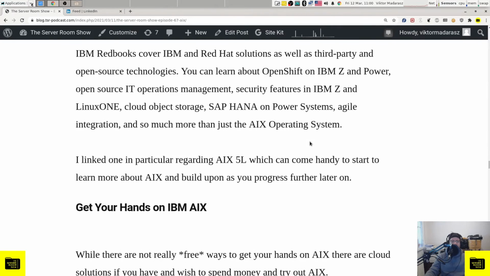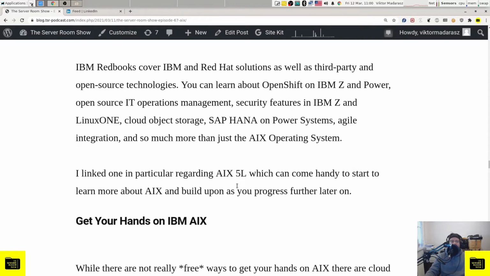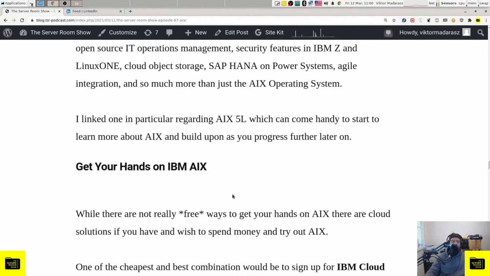for example. However, I have linked one IBM Redbook in particular, which might be handy for you to start to learn more about AIX, and to build upon as you progress further later on. It's an IBM Redbook about AIX 5L.